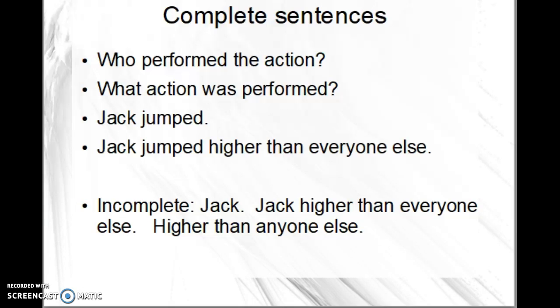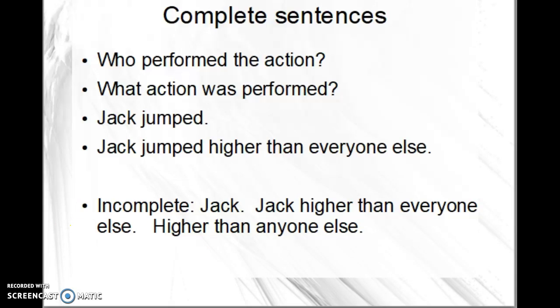Incomplete sentences would be anything that's missing one of those elements. So here are some examples. Jack higher than everyone else, higher than anyone else. Any of those things would be incomplete sentences because they either don't tell us who's performing the action or they don't tell us the action, or something like that.